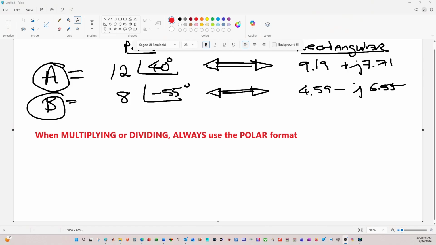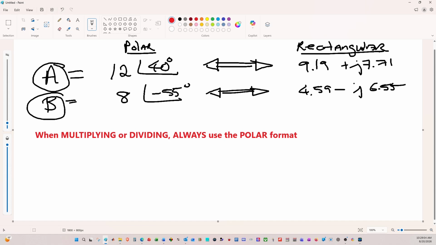And that is going to be your rule. Whenever you are multiplying or dividing, then you're going to make use of the polar format of the number. And you can see that my polar format is going to be on the top left-hand side. So whenever you multiply and divide, you use the polar format. Let's go and do that.